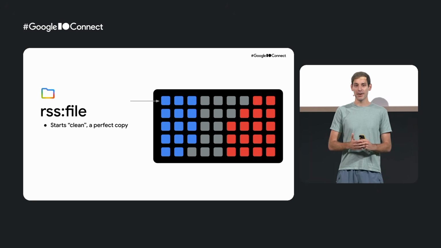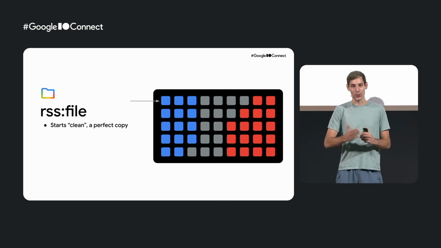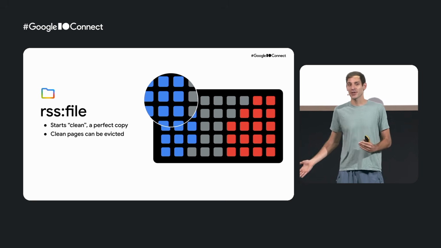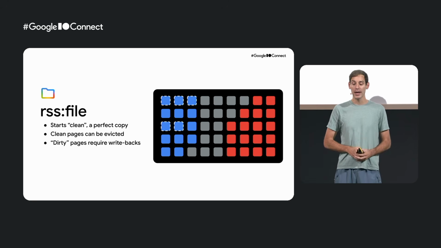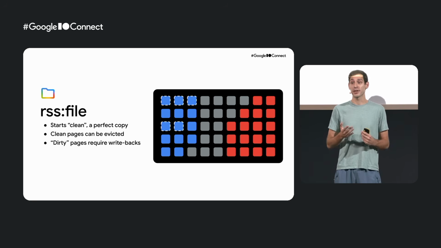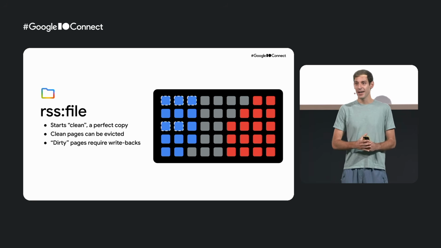So these start in a state that is called clean. They have an exact identical copy on disk, and these are easy for the kernel to evict because they can just be brought back from disk when needed. Now, though, if you change some of the content in these pages, for example, you write a user preference in a database file, this page becomes dirty. It cannot be evicted as easily as before.